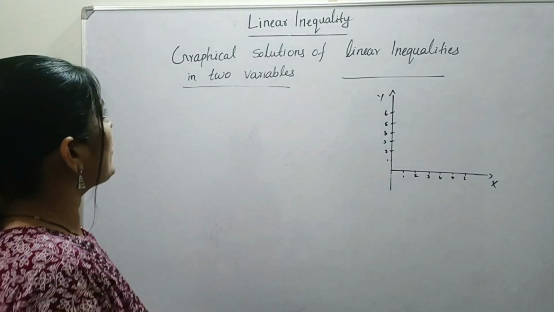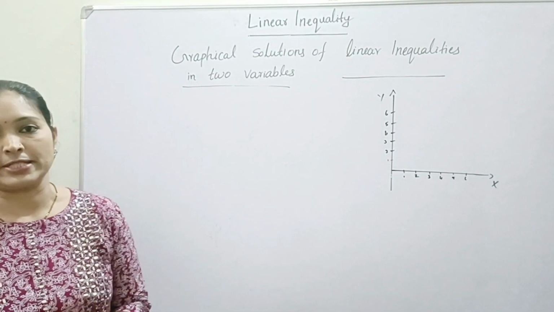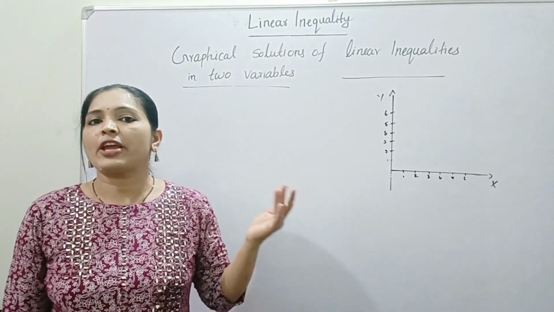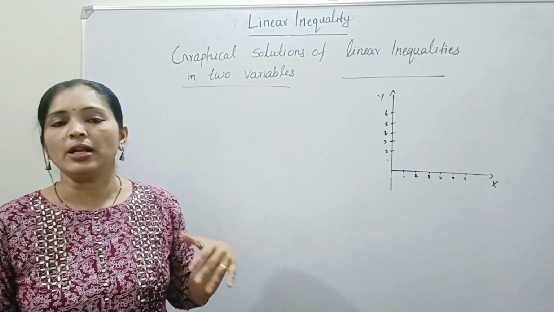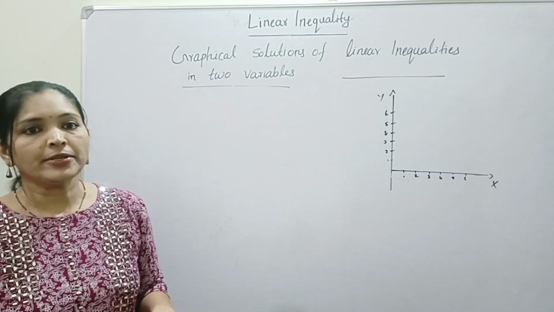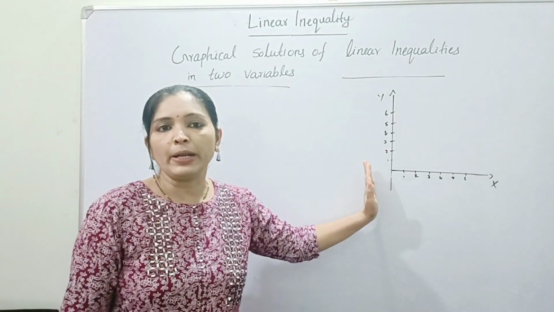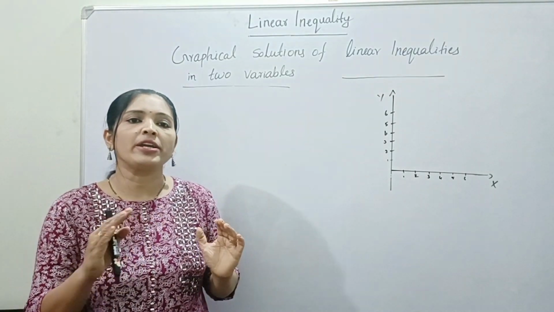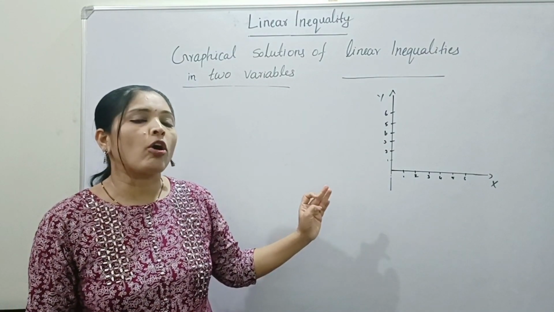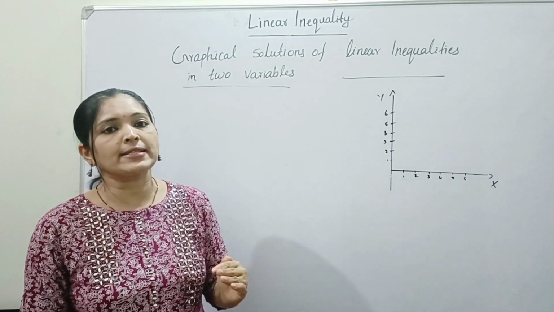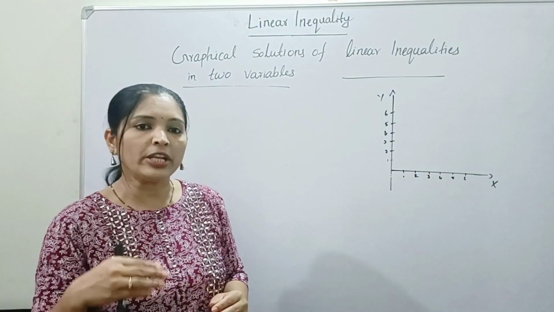We are going through graphical solutions of linear inequalities in two variables. In our last classes, we learned how to solve linear inequalities in one variable algebraically, right? So here we will find the solutions by the graphical method. Solutions means we will find the region where solutions are lying. That region is called the feasible region, found by putting x equal to 0 and y equal to 0 in the given inequality, given equations.